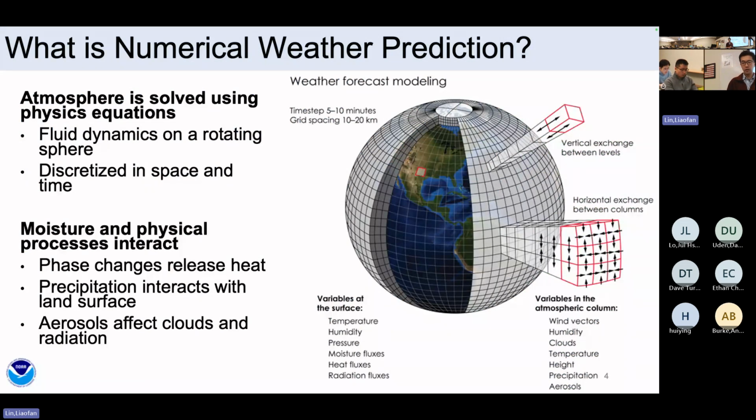And in the model process, there are all kinds of procedures for moisture, and there's a phase change. Whenever there's a phase change, it could produce precipitation, and precipitation could further interact with the land surface. And there are all kinds of other variables, like aerosols, that can interact with clouds and radiation. The most common NWP variables, let me use the mouse quickly, are the most common atmospheric states, including wind, humidity, temperature, pressure, etc. They are shown at the bottom right.